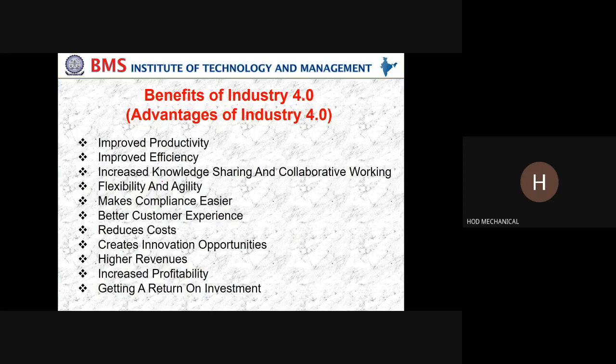Okay, so it enhances the sharing of knowledge from one level to another level, and it also promotes collaborative working. Flexibility is going to be there, and you can give speed to the manufacturing, that is, it is agile, and it makes compliance easier.